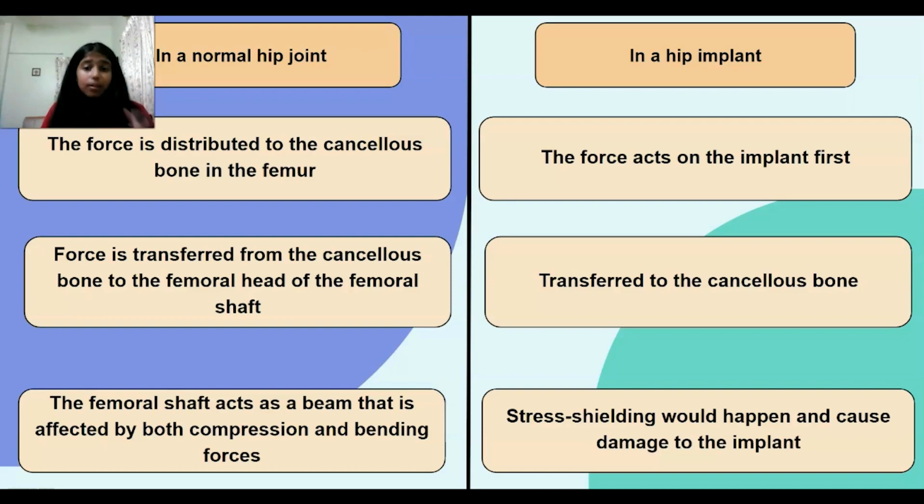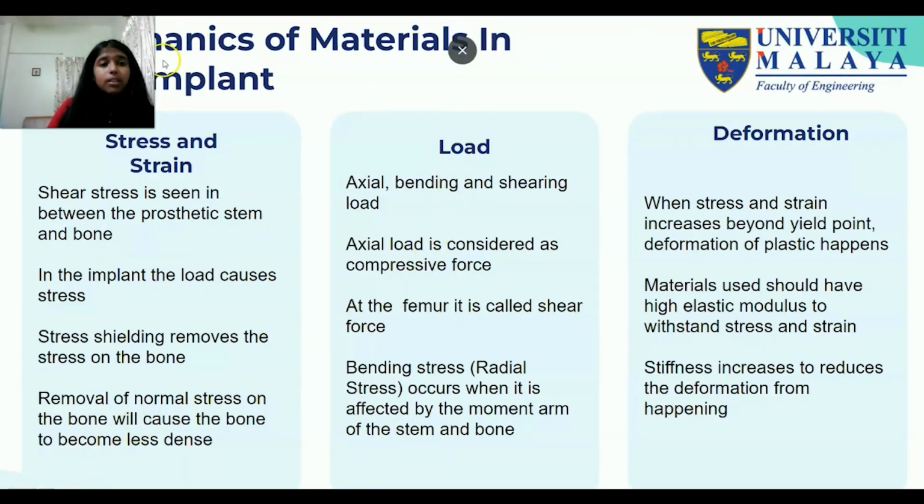After the implant, only the force is transferred to the cancellous bone, followed by the femoral head and femoral shaft. So mechanics of materials in a hip implant: you can see three things, which are stress and strain, load and deformation. You can see shear stress between the prosthetic stem and bone, and the stress and strain produced is actually the load of the human body.